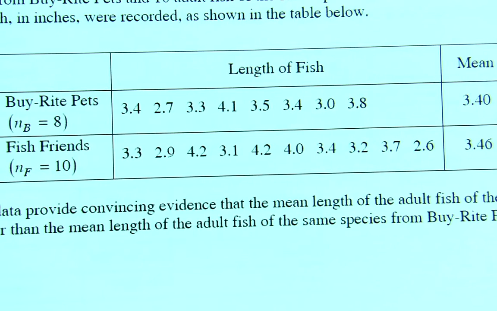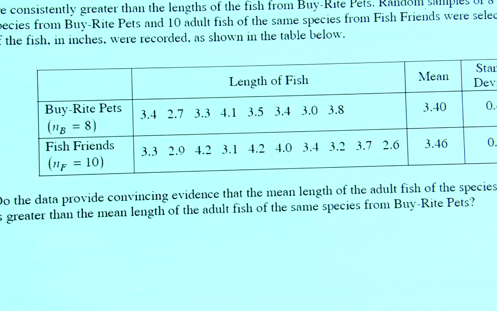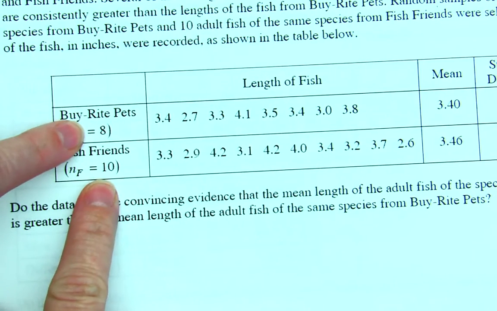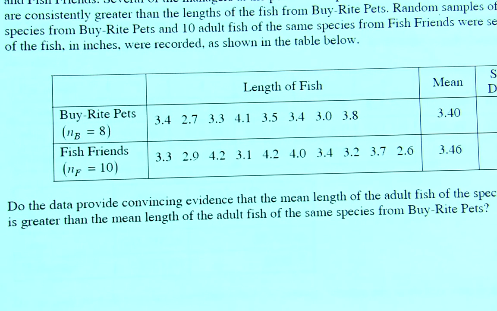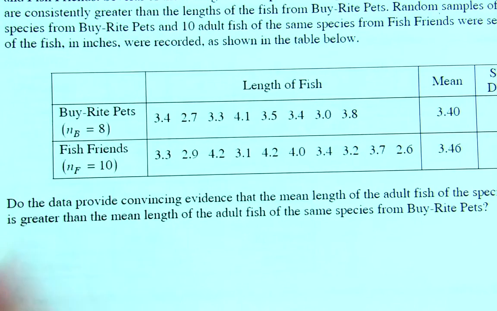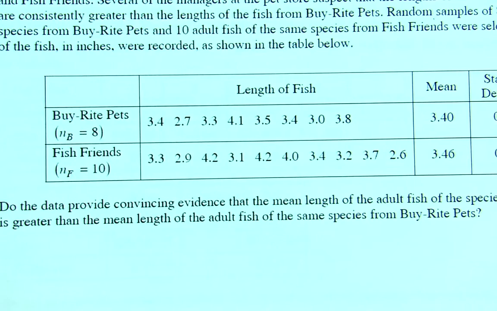Here we're talking about the length of fish at two different stores. So this is number 3. Okay, this one should be independent. First of all, when we see two different sample sizes, we can't pair them because somebody's going to get left out of a pair. They have to have the same sample size to even consider pairing. So when you see something like this, you automatically know independent.